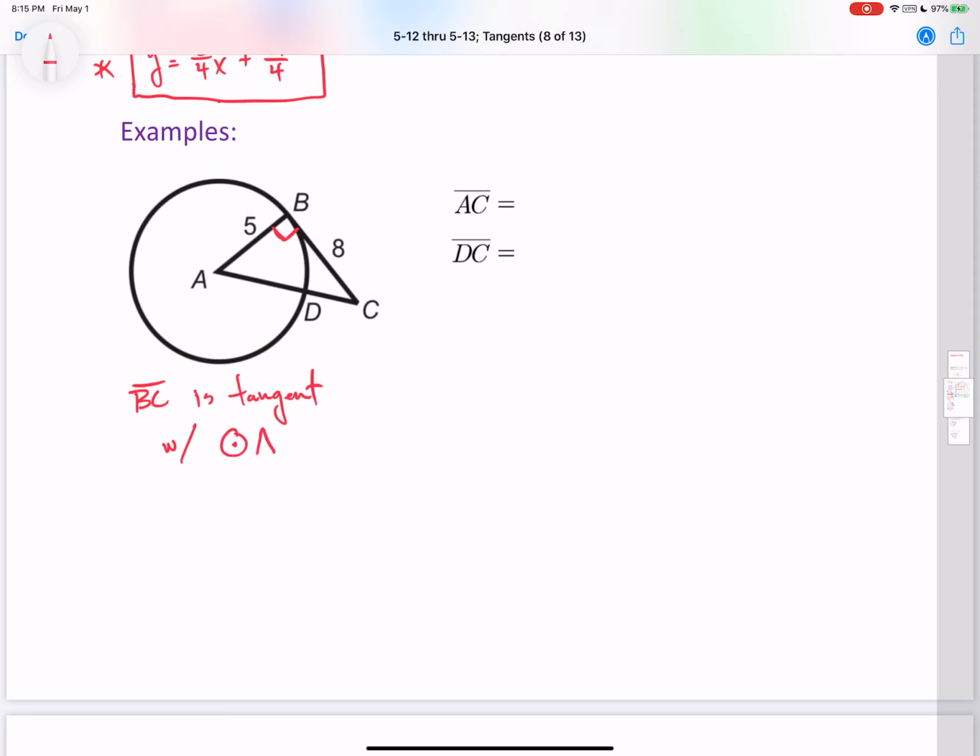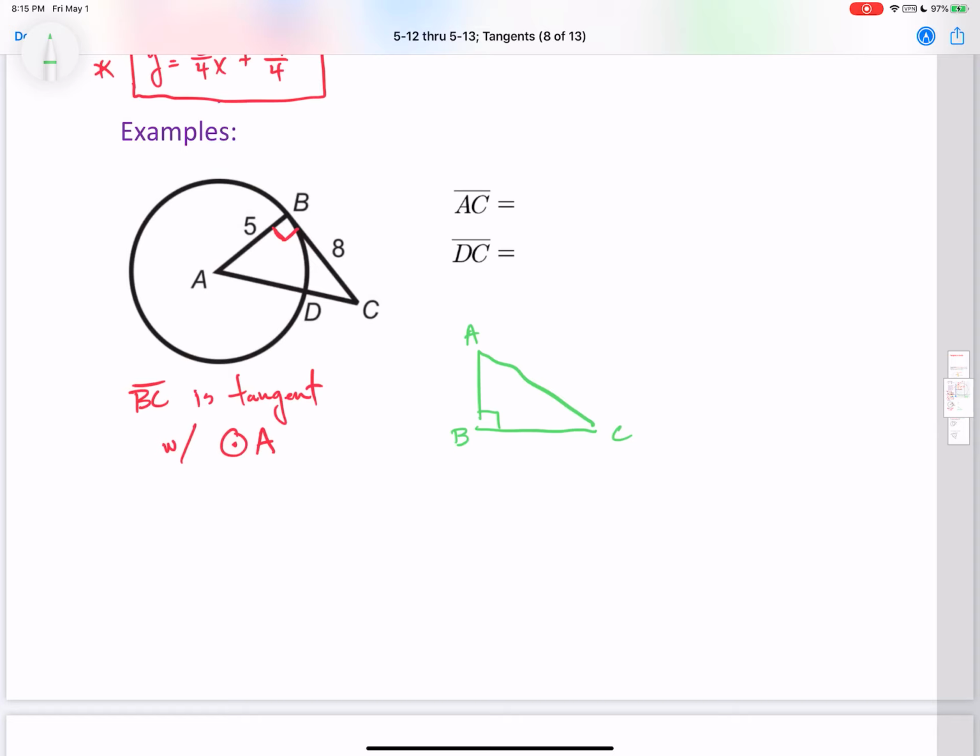So the center is at point A. Since we know it's a tangent line, we know we have a right angle with the radius. So now all we've got to do is pull out that triangle here. I'm going to pull out this triangle, and we have A, B, and C, with a right angle at B.